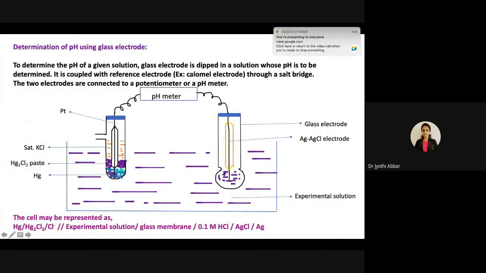You can make it out, right? Like I have just drawn this. In the calomel electrode, at the bottom we'll have Hg, then Hg2Cl2, then KCl solution. Inside this we'll have 0.1 M HCl solution. This is the AgAgCl electrode for external electrical contact, and this is the platinum wire for external electrical contact.